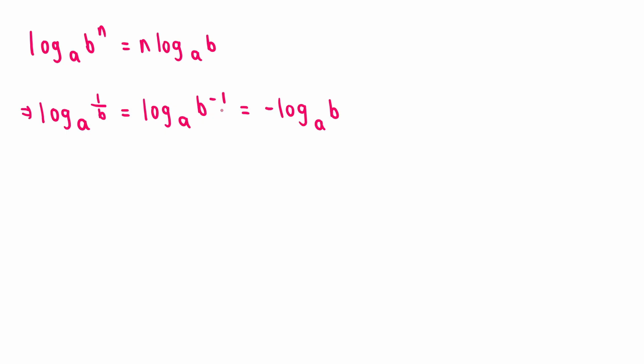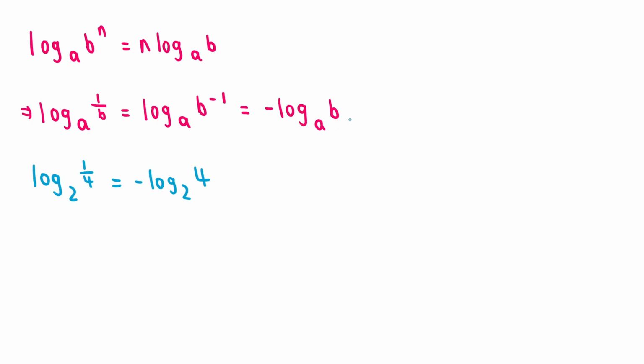And we can use the power rule, which is log base a of b to the n equals n times log base a of b, to rewrite this as negative log base a of b by bringing the exponent of -1 to the front of the logarithm as a constant multiple. And of course, -1 times log base a of b is just negative log base a of b. So log base a of 1 over b is equal to negative log base a of b.